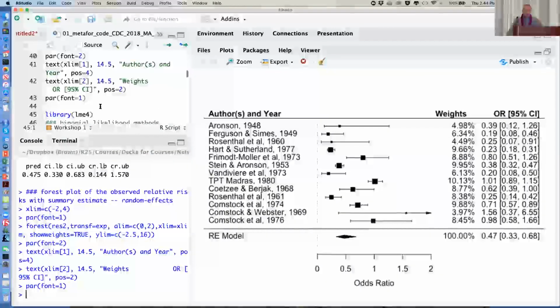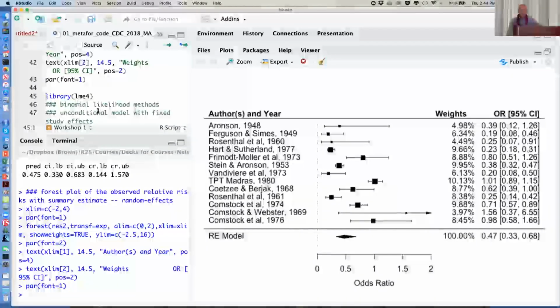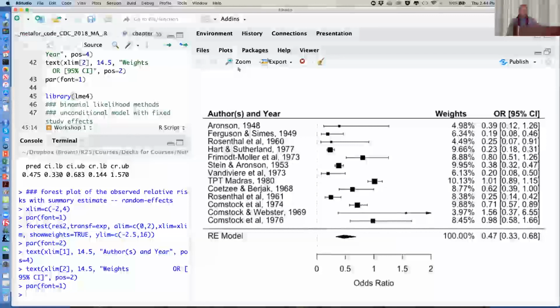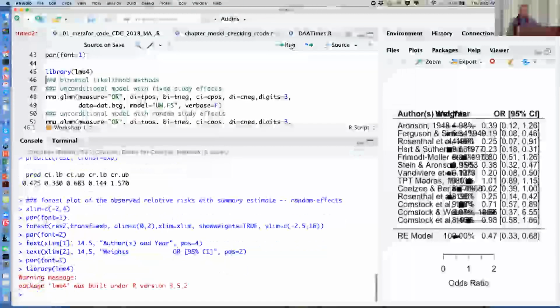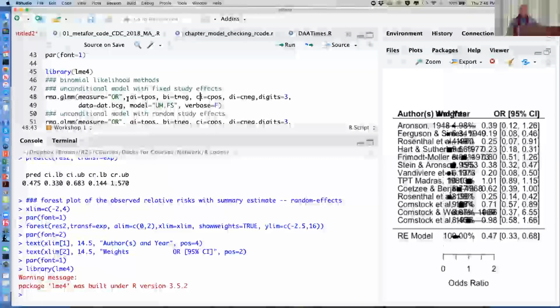Okay, so that was just using standard normal methods, right? We used the log odds ratio, we did the weighted average and all that kind of thing. You can also use the binomial likelihood methods, the one-stage methods. For that, you need some sort of a mixed model package. So we can use lme4 here to do that. And then we can use the rma.glmm command, which calls the lme4 GLMM package using the odds ratio, again giving a, b, c, and d.